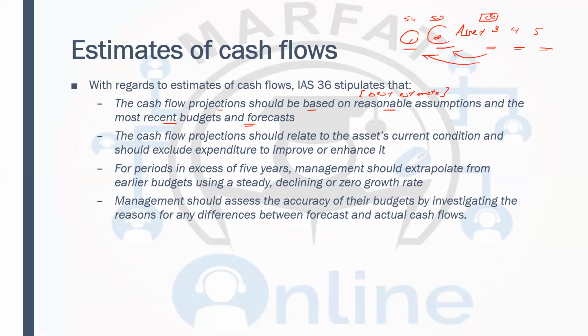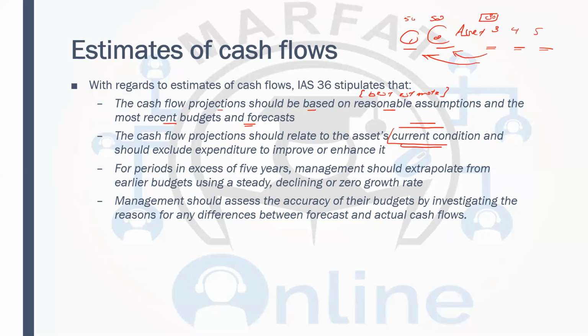So whatever it is, it should be a best estimate, and it should be based on the most recent budgets and forecasts, most recent figures you are having. The second point is the cash flow projection should relate to the current condition. When we are talking about the future cash flows, we will be considering the current position of an asset in which it is able to produce the cash flows.